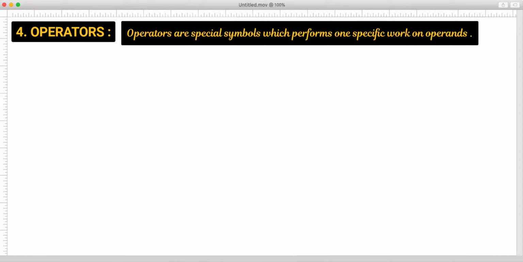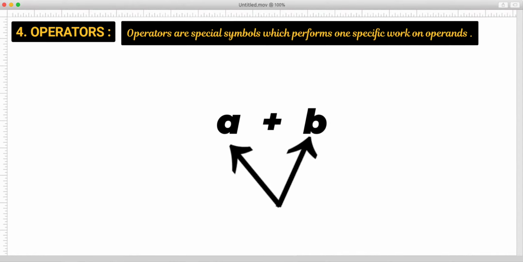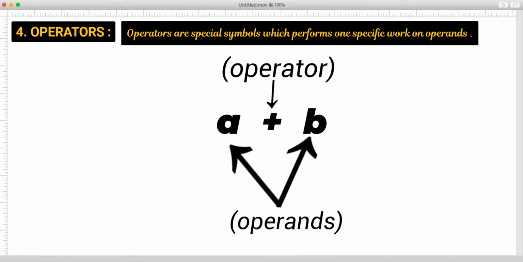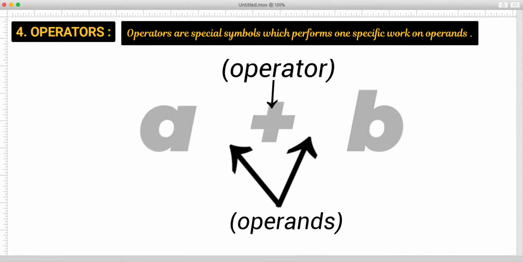Suppose we calculate a + b. Here a and b are working as operands, and the plus sign in between is an operator. The operation performed by the operator is to add both the operands, as the plus sign signifies addition. Similarly, here we will discuss operators in C++.